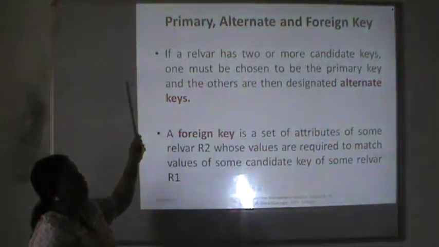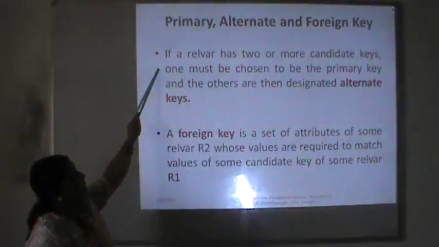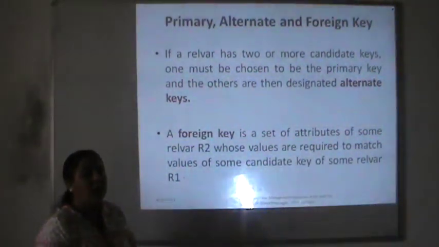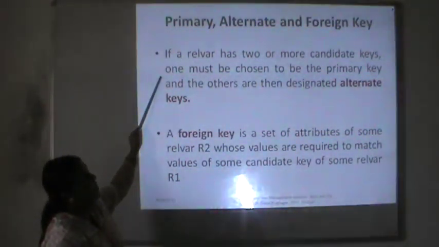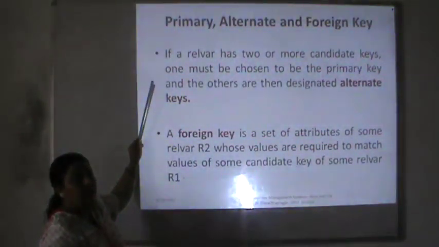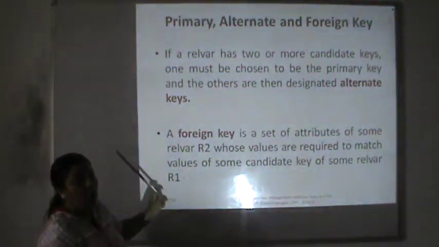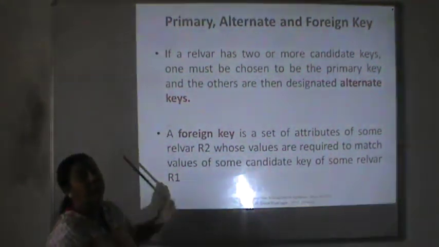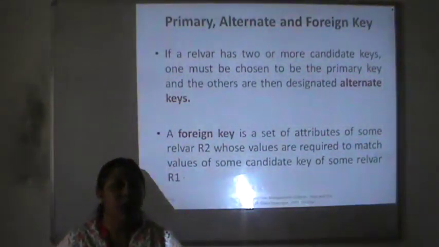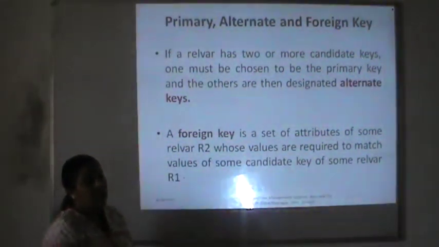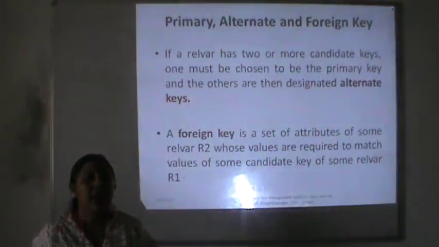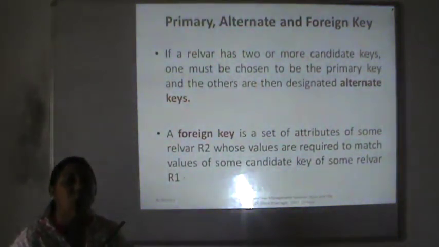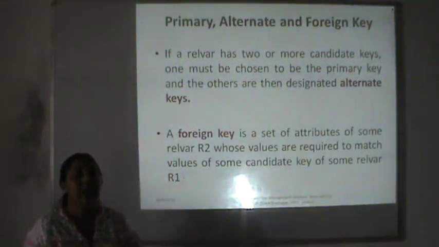Now, primary key, alternate key, and foreign keys. If a relation variable has two or more candidate keys, as we saw in the previous example, one has to be chosen to be the primary key. So out of those, when we have more than one candidate key, only one has to be chosen as the primary key. The one that is chosen is called the primary key, and the rest of the candidate keys are called our alternate keys. So out of all candidate keys existing in a relation R, one is chosen as the primary key and all other candidate keys are alternate keys.